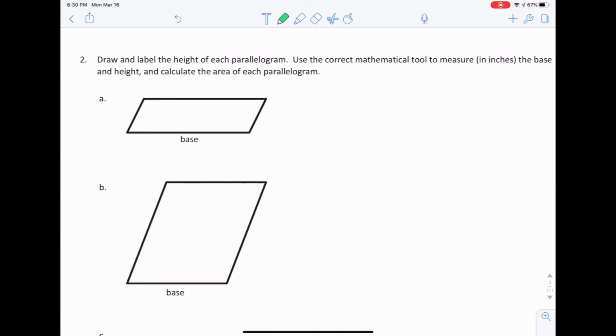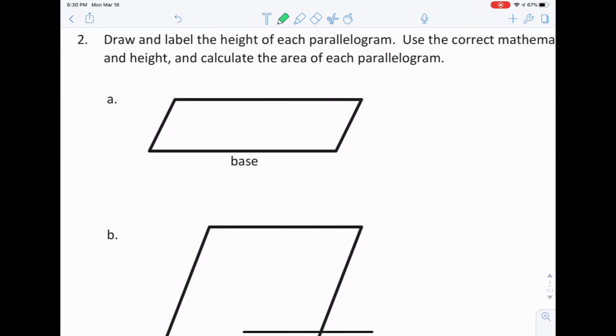Draw and label the height of each parallelogram. I mentioned the base and the height are the two important pieces of a parallelogram. If I am to identify the base, and the base is already identified for us, it is right here. That is the base. What is the height of this parallelogram? Stop and think. The height of this parallelogram, you may have remembered, I just mentioned this a moment ago, is always going to be perpendicular to the base. In other words, it's going to form a 90-degree angle with the base.